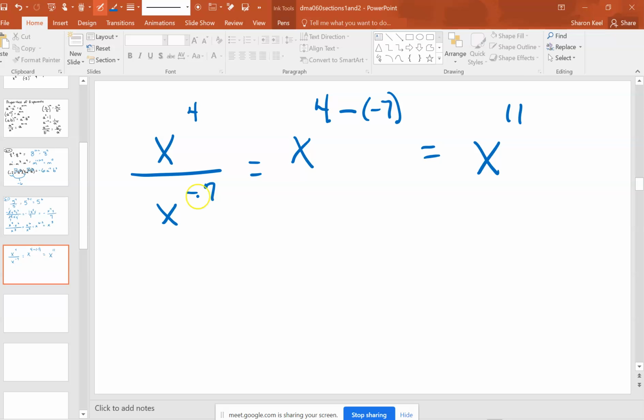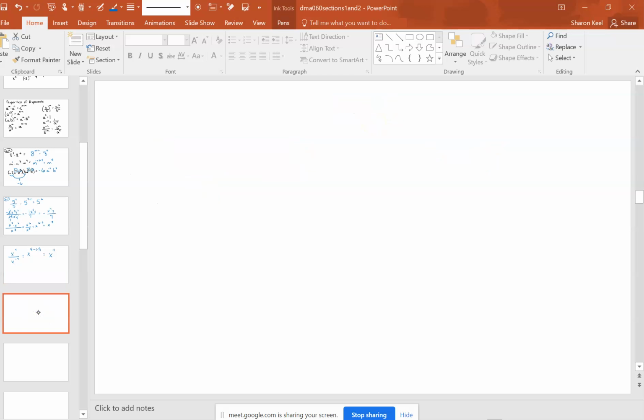So if you have a negative in the bottom, pay attention and be careful that when you do minus a negative, just use your calculator. You have to remember it becomes plus a positive. Okay, so over on page 6-13.